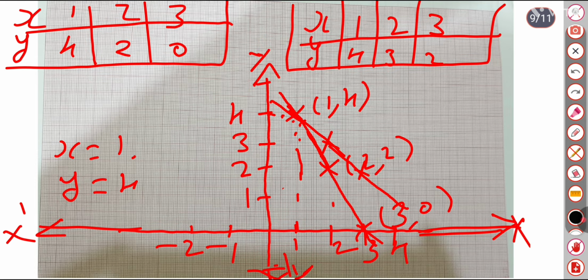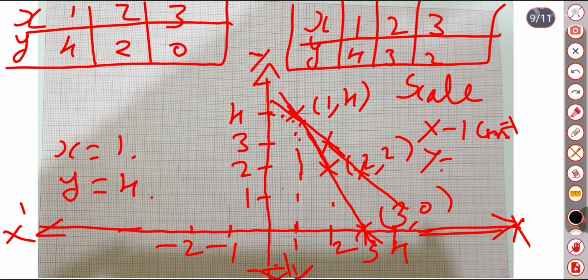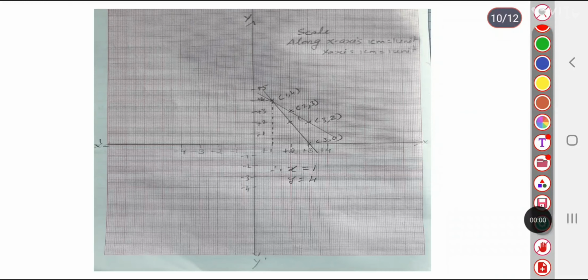After this, scale also you have to write. Scale along x-axis 1 centimeter is equals to 1 unit. Same way, y-axis 1 centimeter is equals to 1 unit. This much should be there in the graph. So like this you will get the graph.